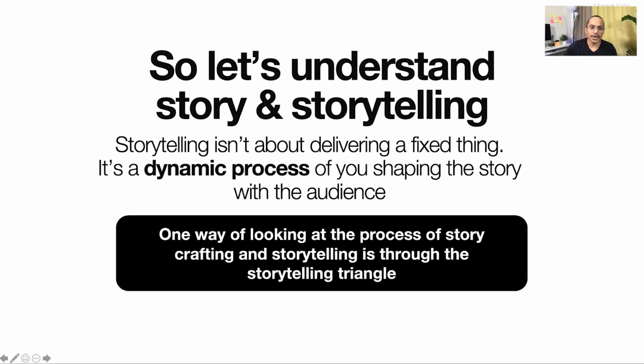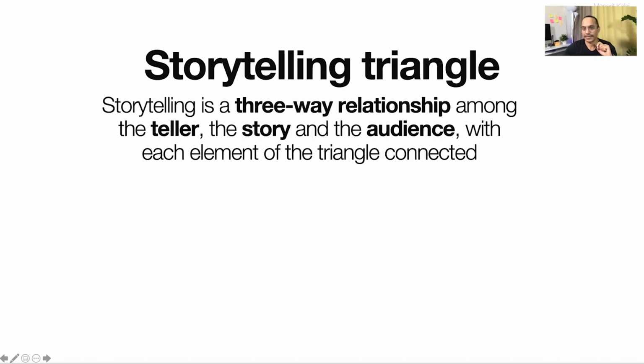So it's a different art. One way of looking at the process of short story crafting and storytelling is through the storytelling triangle. Now we'll understand what makes a good story and what the different elements of a story are. There's a concept called the storytelling triangle. Storytelling is a three-way relationship among one, the teller, who is the storyteller; the second, the common subject, that's the story; and the third, who is listening to the story, the audience. Each element of the triangle is connected, so you need all three elements if you really want to bring the right impact. If one is missing, it won't work.